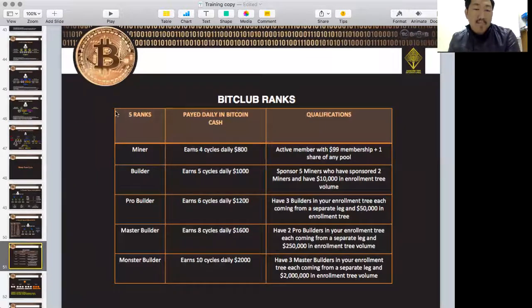Now in BitClub, there are a few ranks also. So everyone starts off as a miner, and you can only earn up to 4 cycles daily, which means the cap is at 800. So some people, they want to pursue ranks. So Jin, for example, is a monster builder. Okay. So being a monster builder, you can earn up to 10 cycles daily.